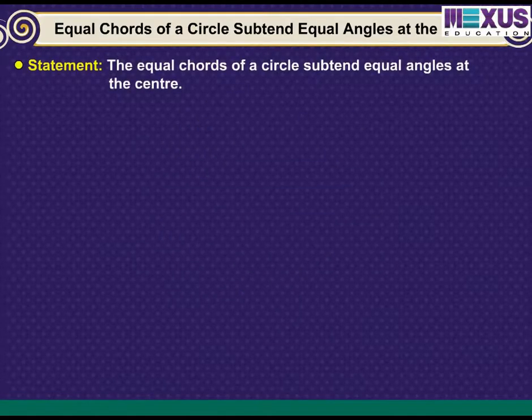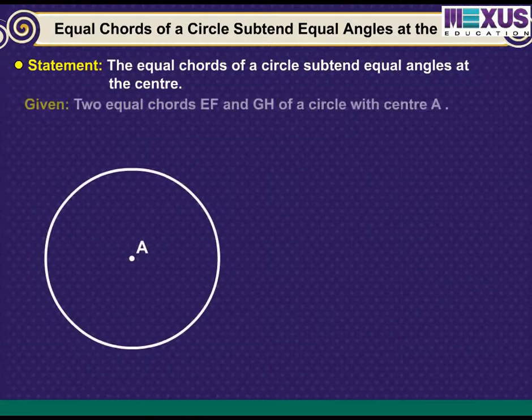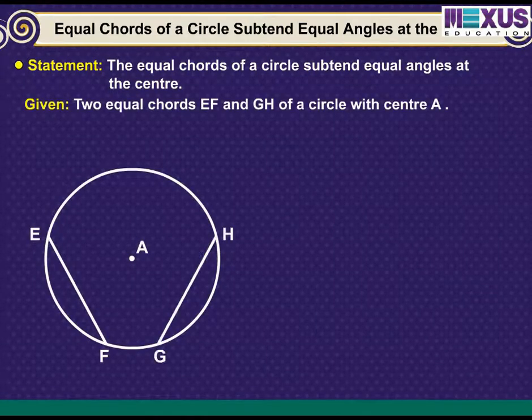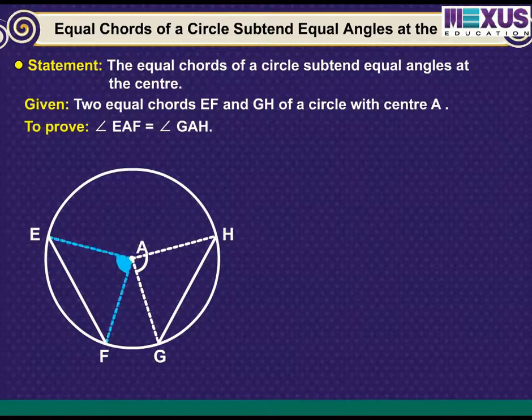The equal chords of a circle subtend equal angles at the center. Let us prove this theorem. First, draw two equal chords, EF and GH of a circle, with center A. We need to prove that angle EAF is equal to angle GAH.